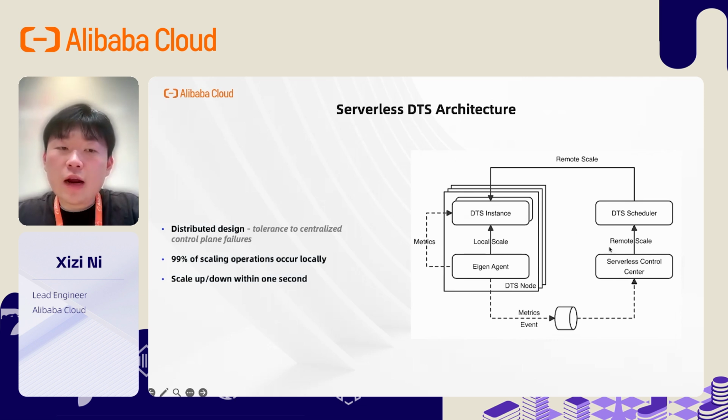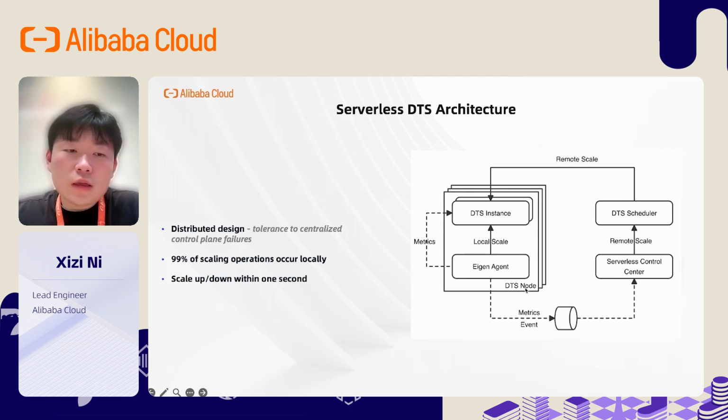And as shown on the right, the serverless DTS architecture handles all the local scaling operations within each DTS node. The agent will gather the metrics from the DTS instance in real time and decide whether to trigger or not. If triggered, it will scale the DTS instance locally and without any interruption, and send a scaling event for persistence and for the billing.